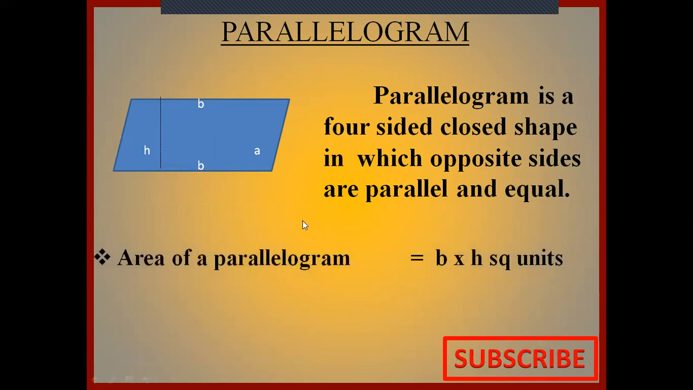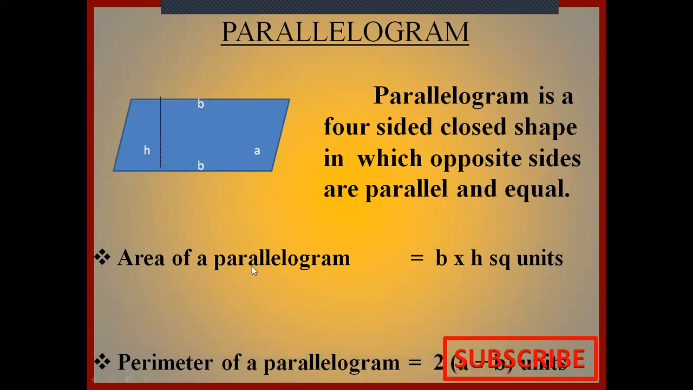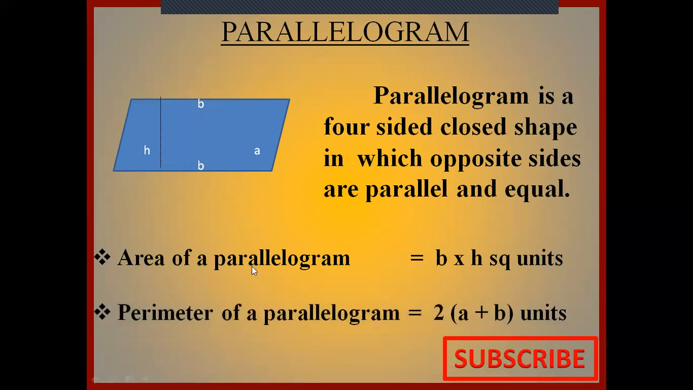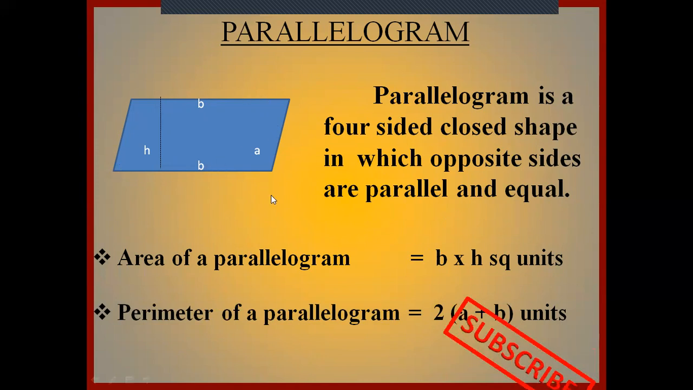To find the area of a parallelogram, we use the formula base into height, in square units. The height is the distance between the parallel sides. And to find the perimeter of the parallelogram, we use the formula 2 into (a plus b), where a and b are the adjacent sides of the parallelogram.